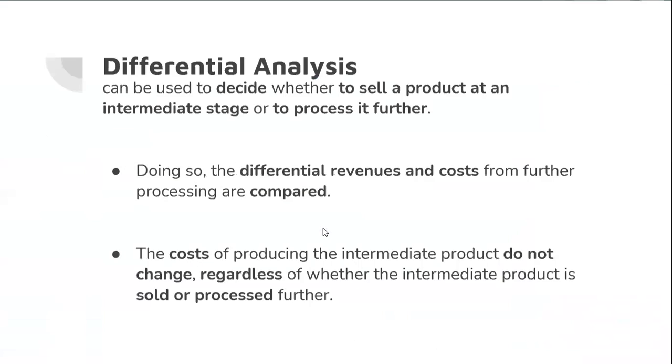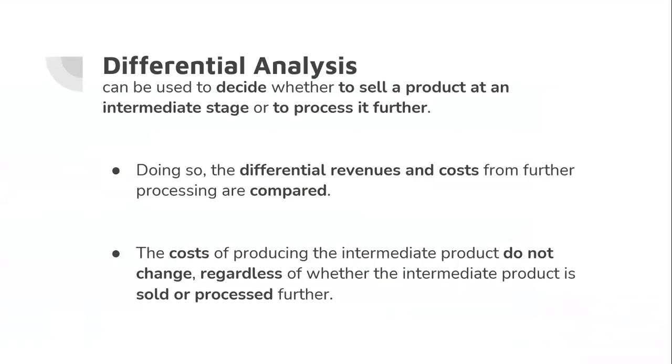During manufacturing, a product normally progresses through various stages or processes. In some cases, a product can be sold at an intermediate stage of production or can be processed further and then sold. Differential analysis can be used to decide whether to sell a product at an intermediate stage or to process it further. In doing so, the differential revenues and costs from further processing are compared.